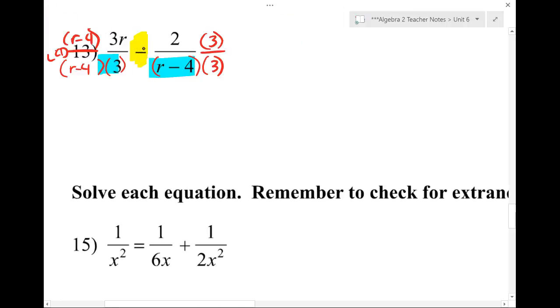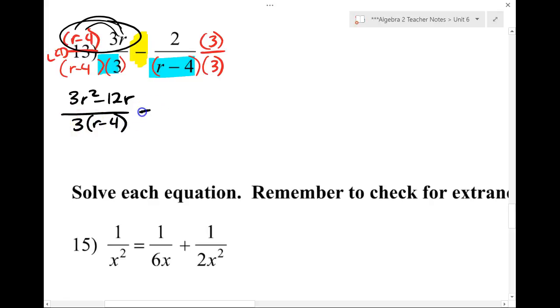So now, let's just go ahead and combine these two. So now it's r minus 4 times 3r. So we'll distribute that 3r. And we'll get 3r squared minus 12r all over 3 times r minus 4. And don't multiply the denominator. Remember that. Just leave it factored. And then over here, 2 times 3 is 6. And notice I haven't combined the two rationals yet. I'm still just multiplying the numerators. And then the same denominator.